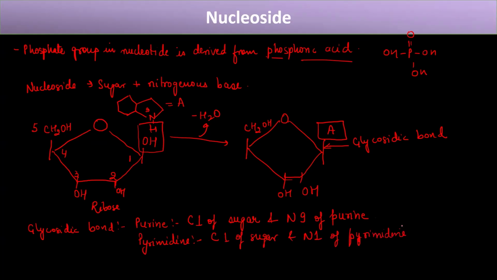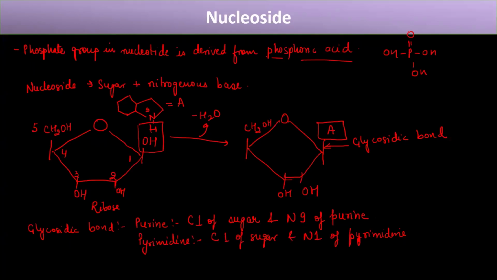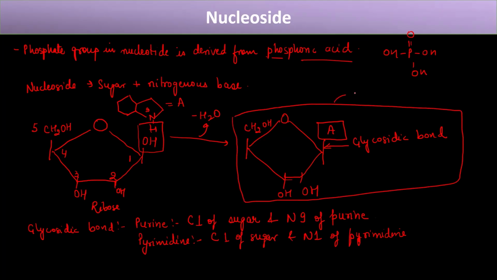If we have pyrimidine, we have only one ring, right? If we look at the structure, this nitrogen will be involved in the bond formation, and this is nitrogen 1. So the glycosidic bond is formed between carbon 1 of the sugar and either nitrogen 9 if it's purine or nitrogen 1 if it is pyrimidine. And this structure is the nucleoside. Now we have understood nucleoside.